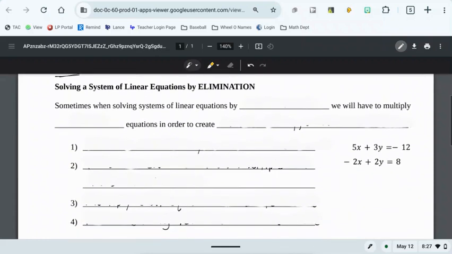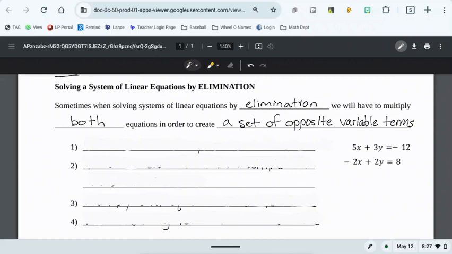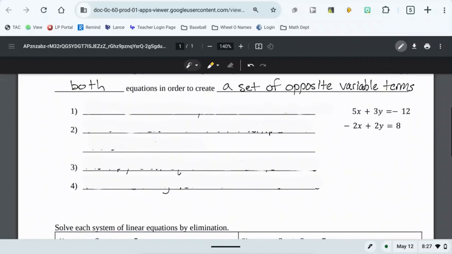Sometimes when solving systems of linear equations by elimination, you guessed it again, we will have to multiply both equations in order to create a set of opposite variable terms. Just like we wanted to do yesterday, but yesterday we only had to multiply one of the equations. So just like yesterday, let's take a look at our steps and we will go along with it. Step one, pick a variable you want to eliminate.